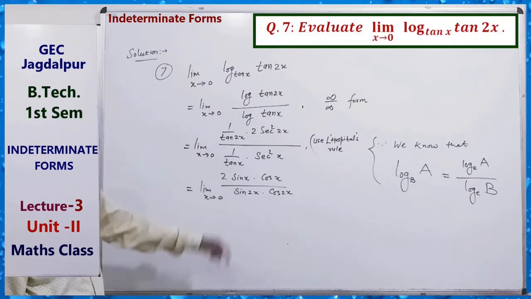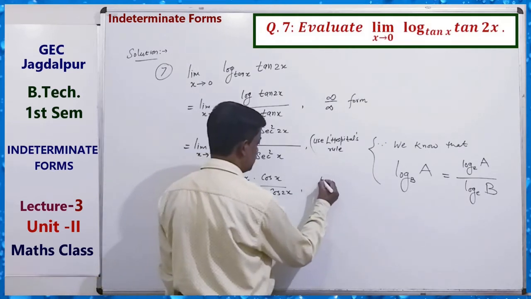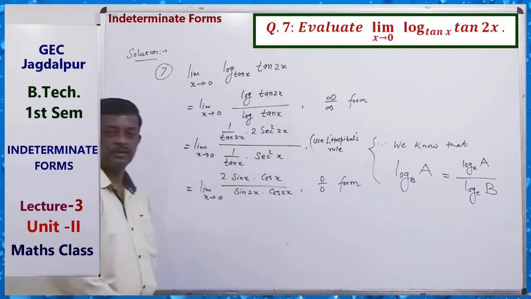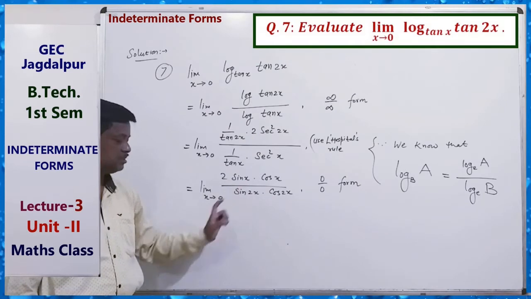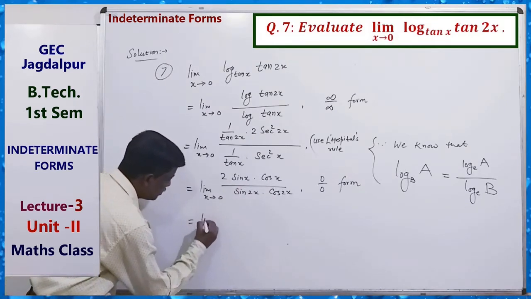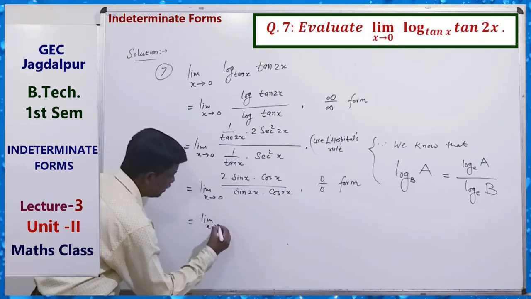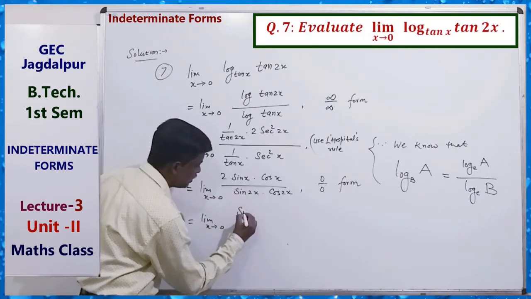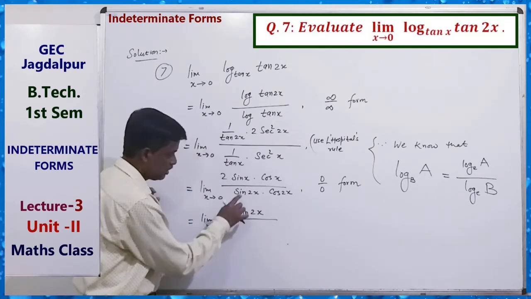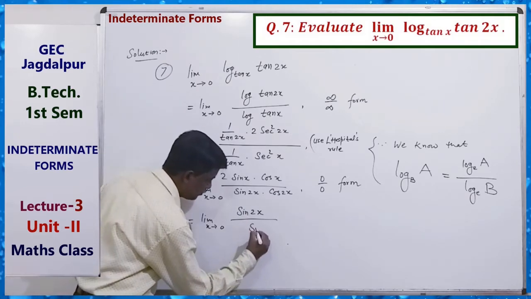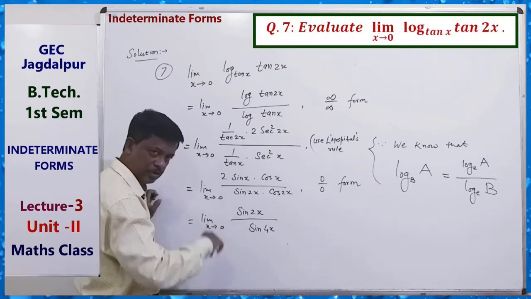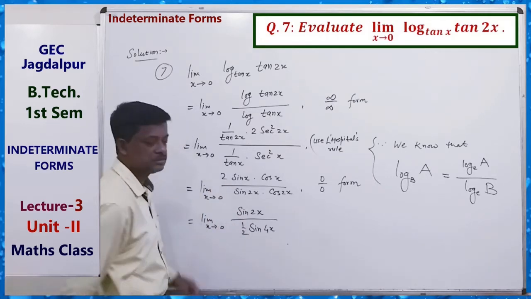So now we see that it is 0 by 0 form. What form? 0 by 0 form. Clear? Because this is 1, this is 1, this is 0, this is 0, 0 by 0 form. Now, here we can see that just like 2 sin x cos x, sin 2x upon here sin 2x cos 2x, sin 4x, 2 into 1 by 2, so 1 by 2, just like this.